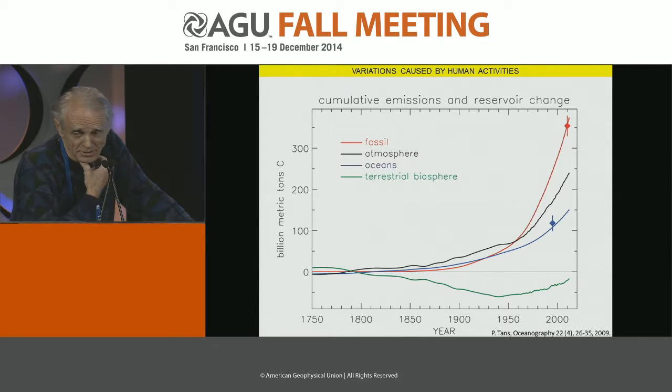Red is the emissions, cumulative emissions. Black is the atmospheric observed increase, cumulative. And then blue is an ocean model portraying uptake of CO2 by the oceans as the atmospheric CO2 increases.